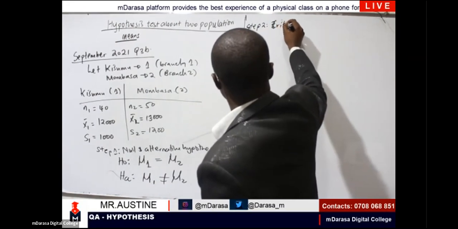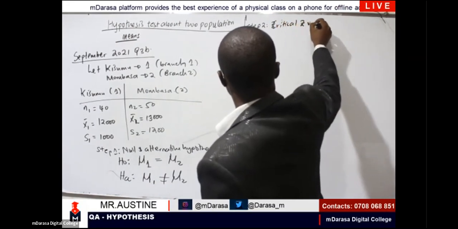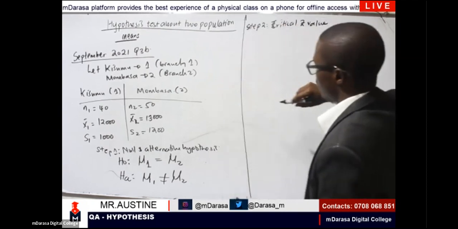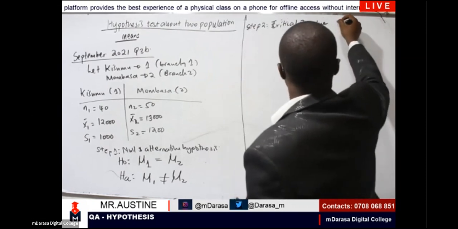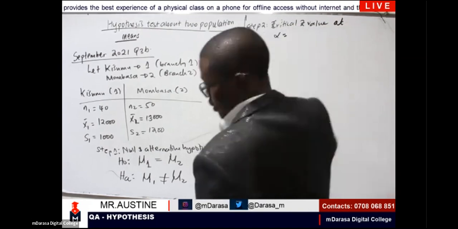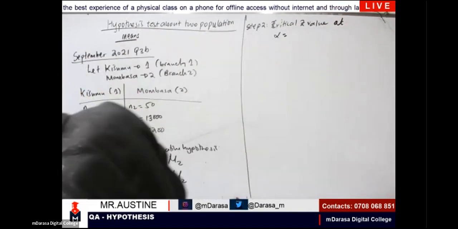Step 2, we are going to work with the critical Z value because the sample size is above 30 for each, at alpha equal to 0.05.